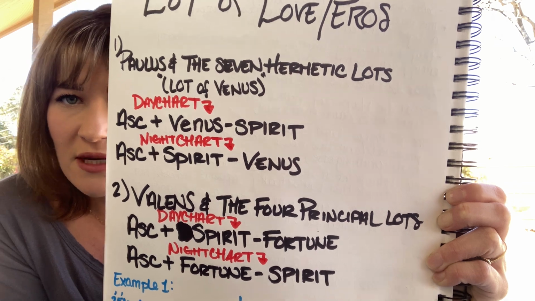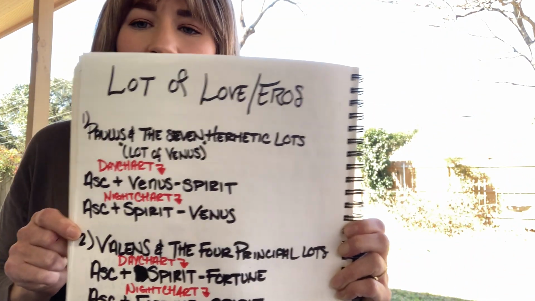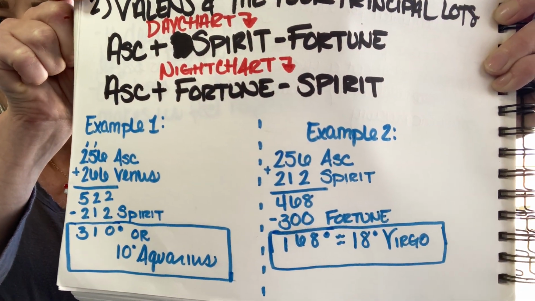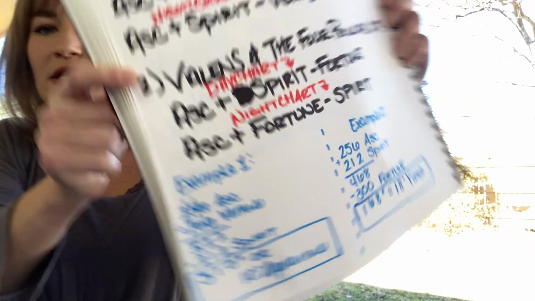I will link a picture of this formula and put it in the description box. I also have examples of how to calculate it, how I calculated mine, so you can see how to do it. And I'll also put another picture of the 360-degree zodiac, so you can calculate it on your own.